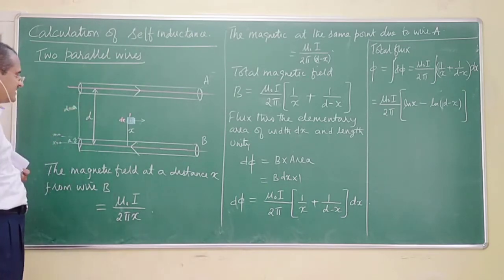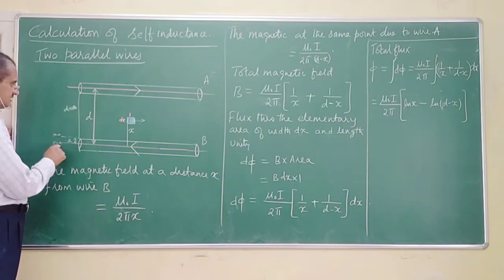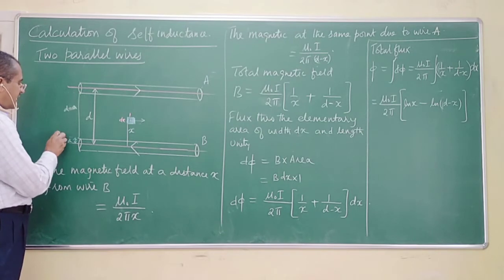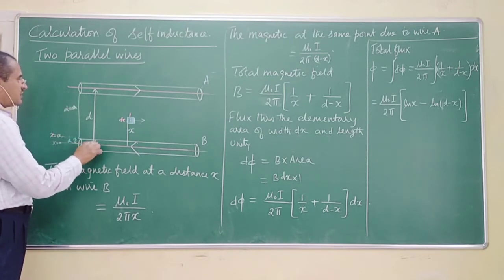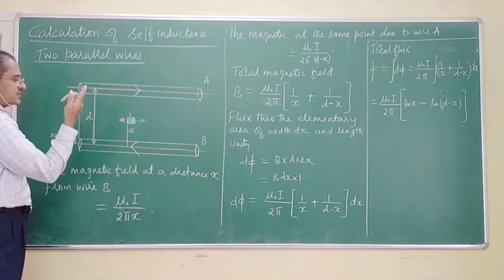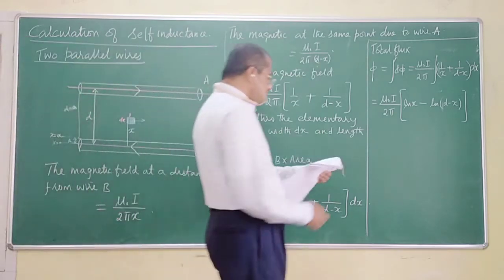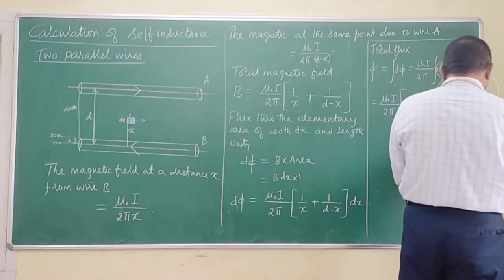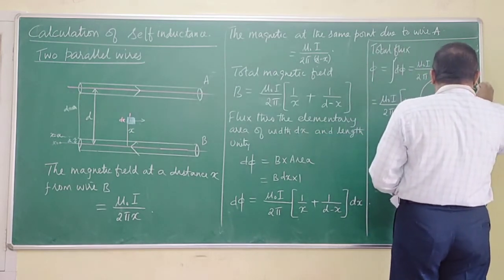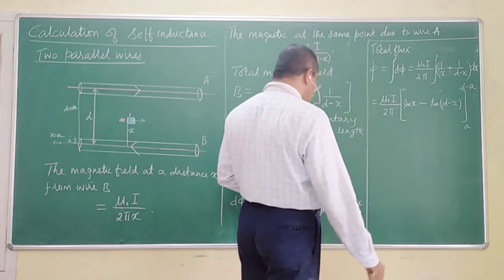Therefore, I repeat once again, I have taken this axis as x is equal to 0. I already told you the radius of this wire is a. Therefore, this is x is equal to a. From here to here it is d. From here to here it must be d minus a. Is that okay to you? Therefore, I am integrating this expression between the limits a and d minus a.